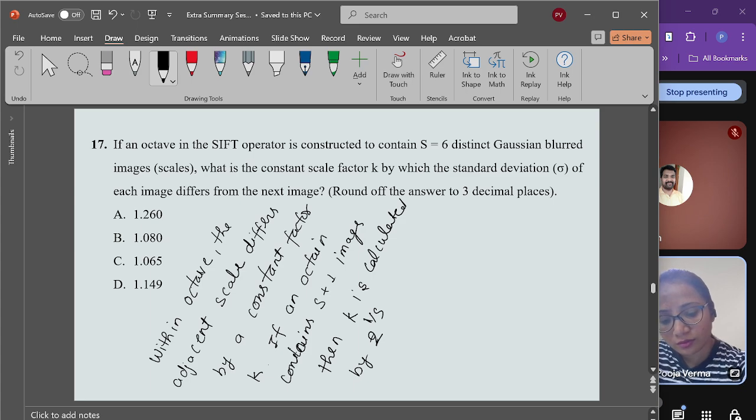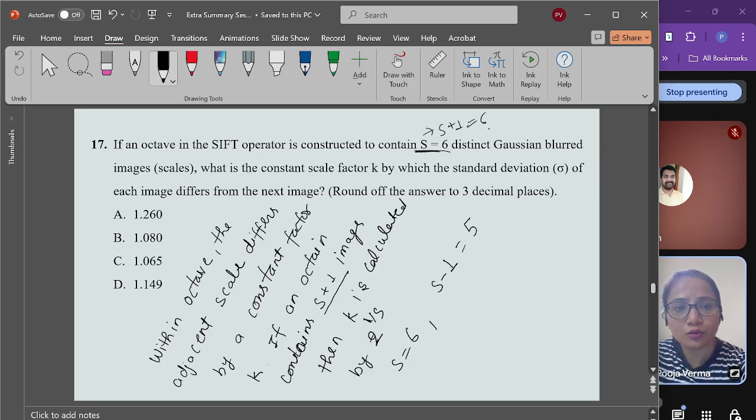So here s equal to 6 is given, but it is not that. Basically the octave contains s plus 1 images, right? So s plus 1 is given as 6. To find s, 6 minus 1 will be 5. Okay.